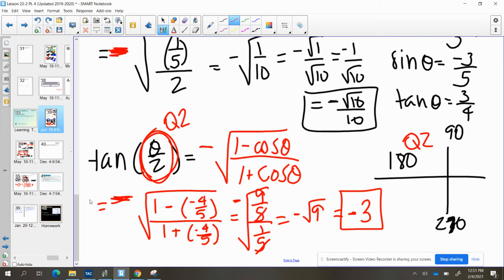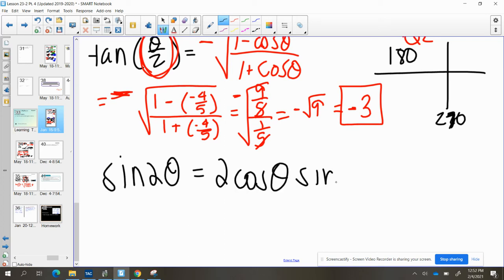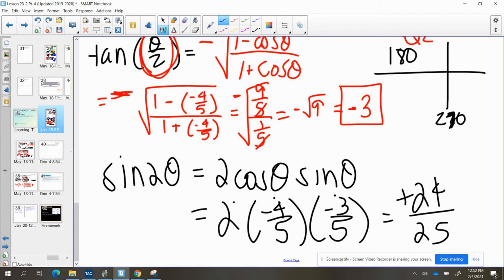Okay. All right, finally, our double angle identity, sine of 2 theta. So going back to a previous lesson, because why not? Sine of 2 theta equals 2 cos theta times sine theta. So 2 times negative 4/5 times negative 3/5 is going to be 2 times negative 4 times negative 3, which is going to be positive 24 over 25. Bring it back there.